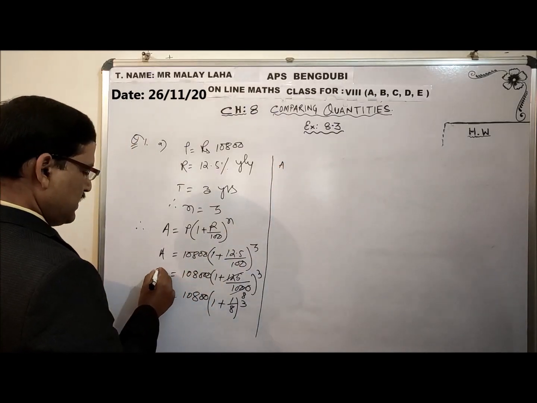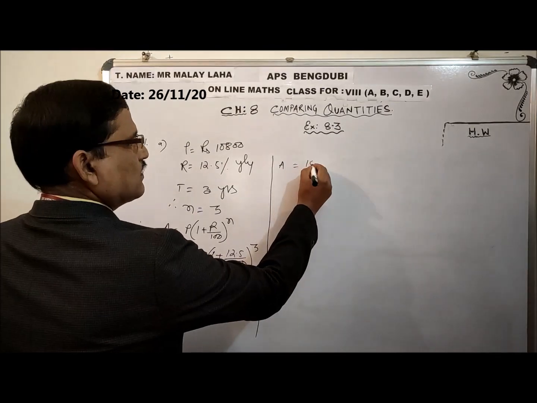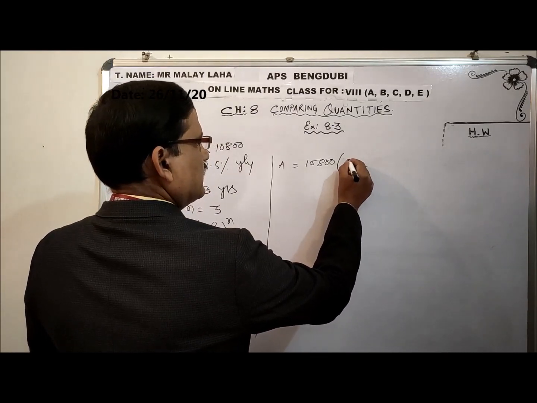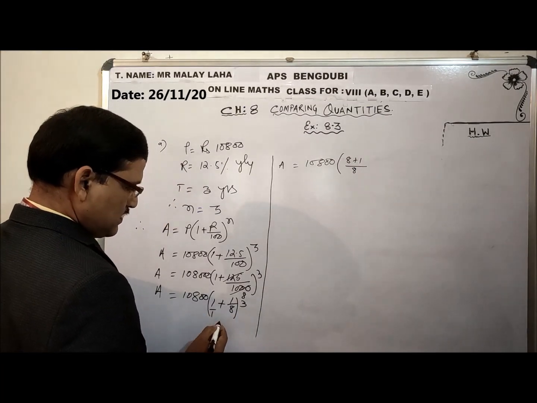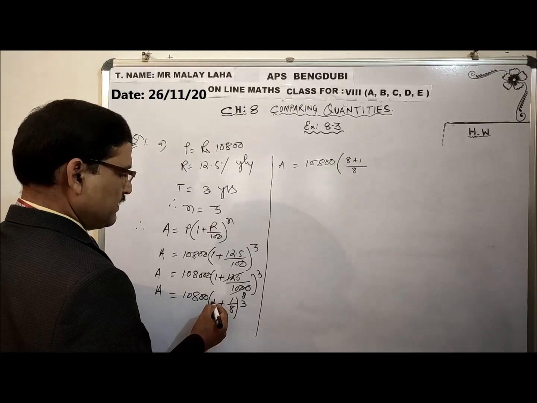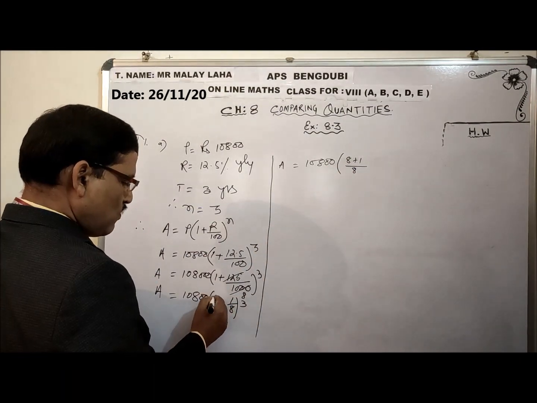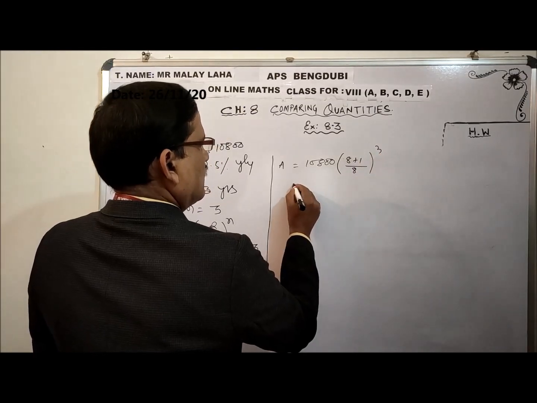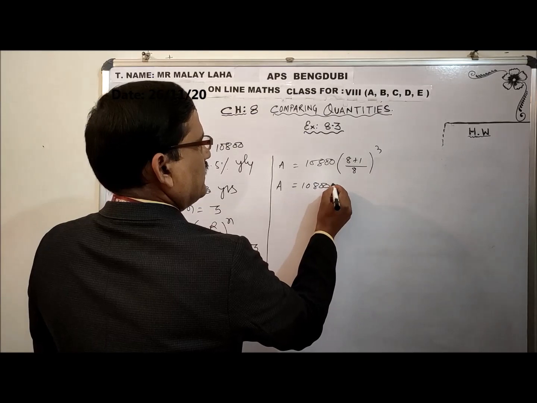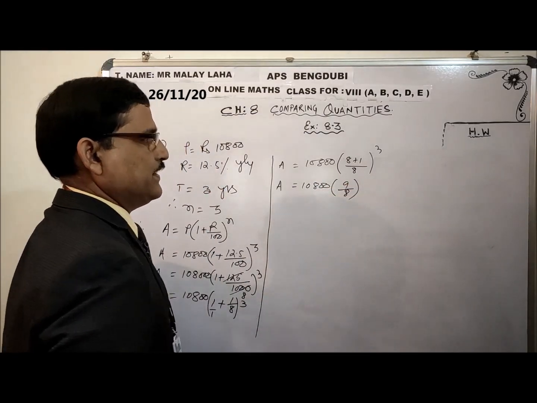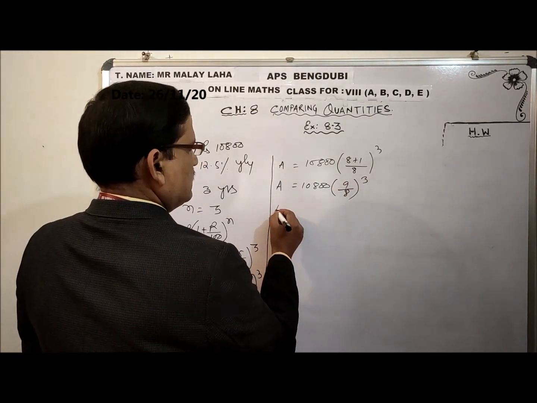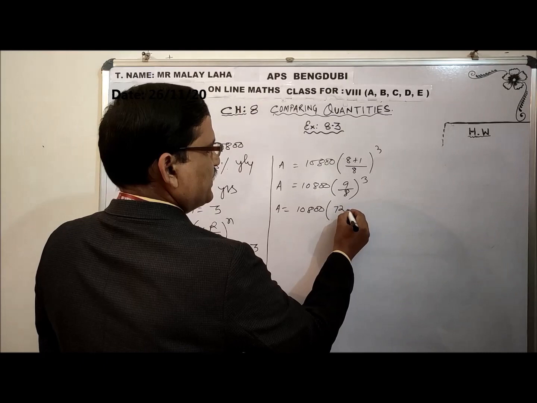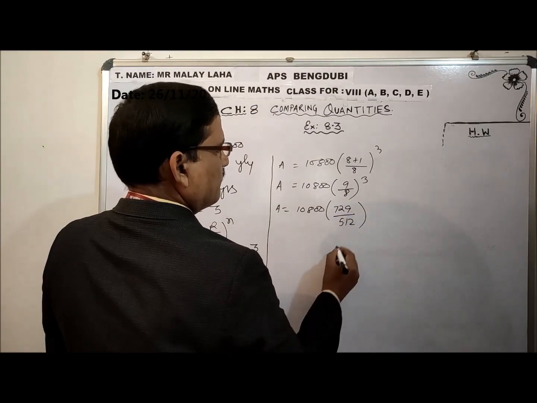A equals 10,800. Then if we perform LCM, the LCM is 8, so you multiply by 8. 1 multiplied by 8 is 8, plus the numerator 1, so whatever the denominator is, it stays. So A equals 10,800 times 9 by 8 raised to 3. So 9 multiplied 3 times will be 729, and 8 multiplied 3 times is 512.